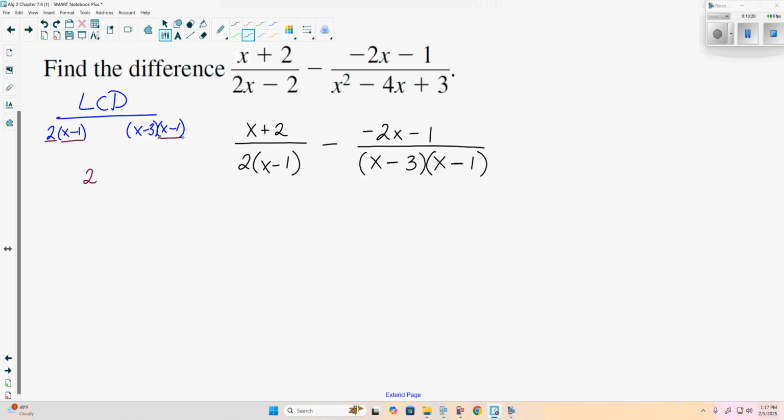x minus 1, that factor does show up in both. How many times does it show up in each one as a factor? Once. Even though it shows up in both, it only shows up in each one once, so we only need it once. And the only other factor that shows up is x minus 3. It only shows up in one of them once, so we only need it once. So let's see what we're missing, because both of them are going to end up being 2 times x minus 1 times x minus 3.